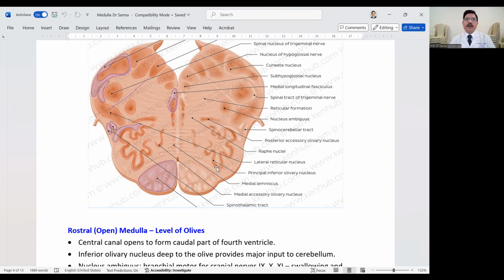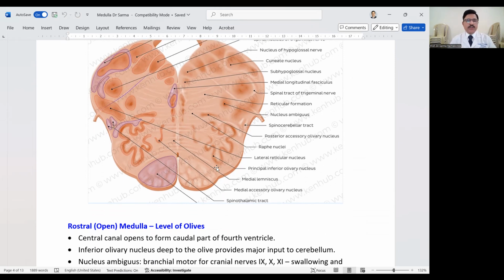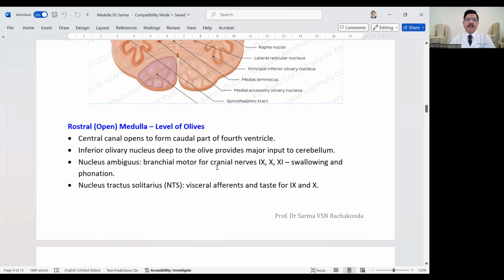So how did we look at the medulla? We classified it as ventral and dorsal first. Then we took the longitudinal ones. Then we took the lower medulla, middle medulla, and upper medulla. The upper medulla is called the rostral medulla, at the level of the olives. The central canal opens to form the caudal part of the fourth ventricle. The inferior olivary nucleus, deep to the olive, provides major input to the cerebellum.